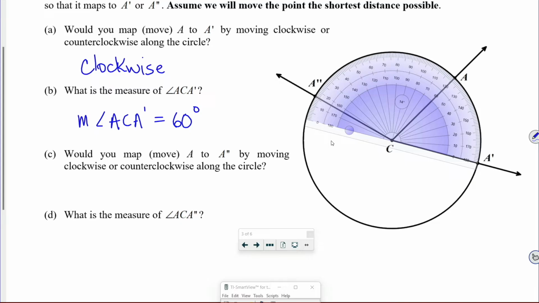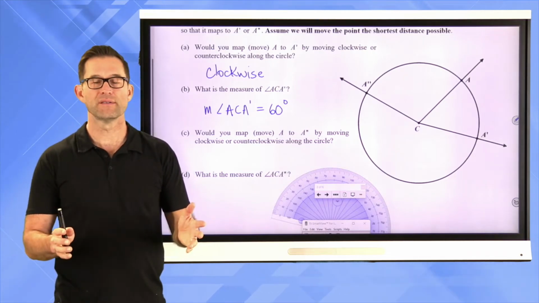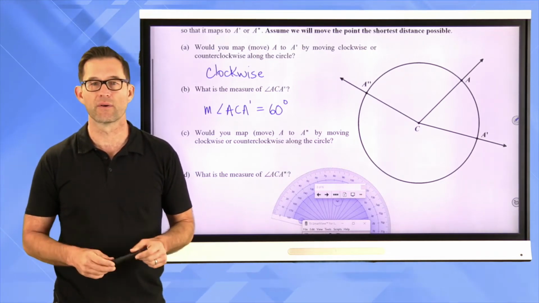All right, letter C. Would you map, move, A to A double prime by moving clockwise or counterclockwise along the circle? All right, well, pause the video now and write down clockwise or counterclockwise.